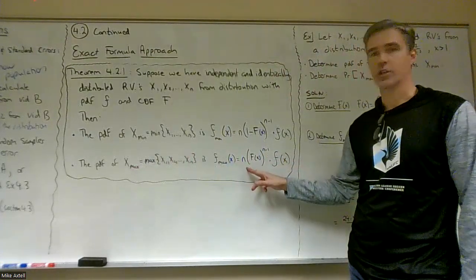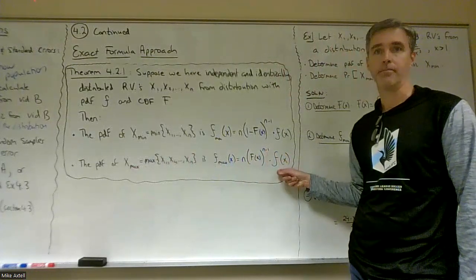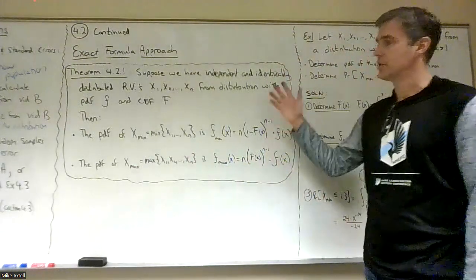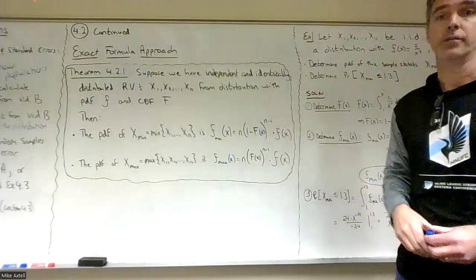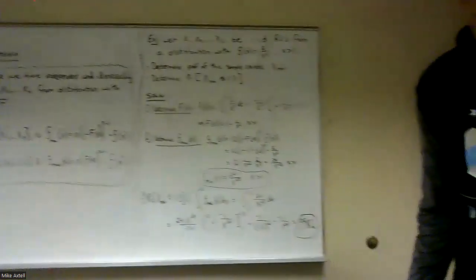That sure does look like the chain rule. N, F to the n minus 1, f prime. And that'll be part of the proof. Okay. So you should know those two, like by the time we have an exam.